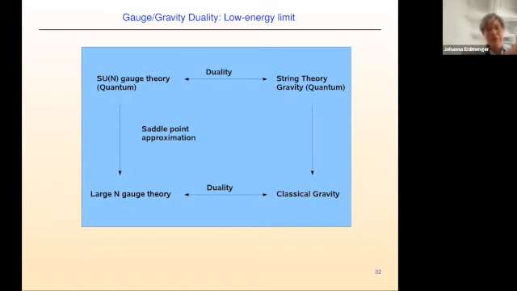Now, the problem is that QCD is an SU(3) gauge theory, which means that N is equal to 3. Okay, and 3 is certainly not infinity. But we just have to live with this.